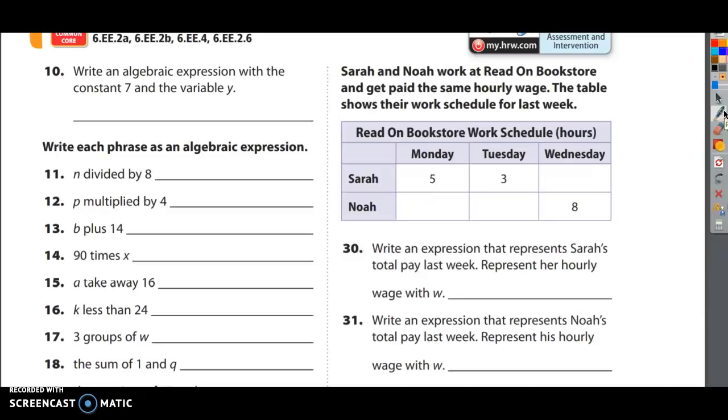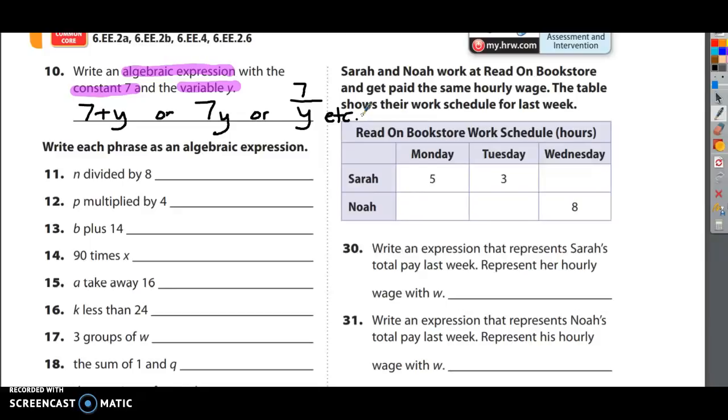Number 10 reads, write an algebraic expression with the constant 7 and the variable y. I want to remind you that an algebraic expression is a math problem, and it needs to include 7 as a number and y as a letter. So while the answers vary, it could be as simple as 7 plus y, or it could be 7 times y, it could be 7 over y, etc. There's more answers than that.